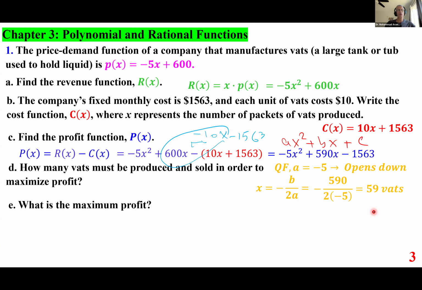What is the maximum profit? We plug 59 into the profit function and evaluate it. So minus 5 times 59 squared plus 590 times 59 minus 1563 gives us $15,842.